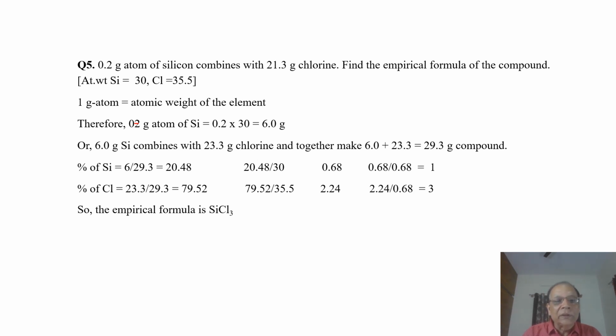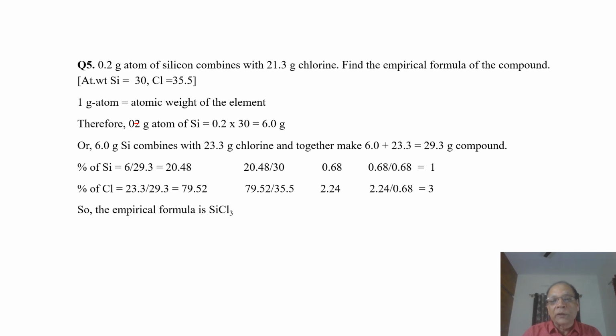Percentage of silicon is 6 over 29.3. Weight of element divided by total weight of compound is 20.48, and the percentage of chlorine is 79.52. 100 minus 20.48 is 79.52.